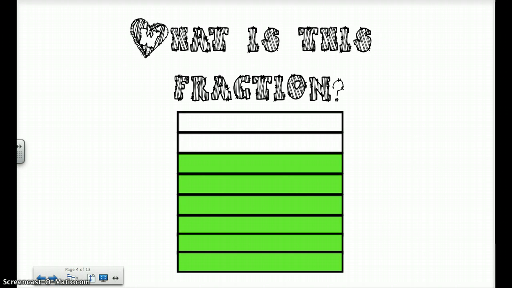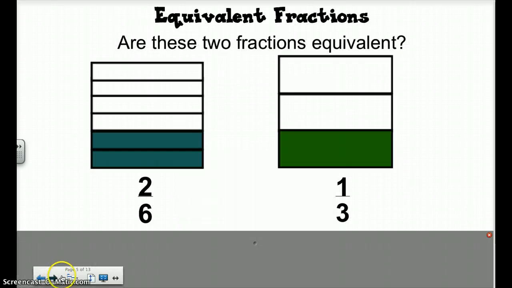What is this fraction? Well, I need to count how many pieces there are total, and that's going to be my denominator. So there's 1, 2, 3, 4, 5, 6, 7, 8 total pieces. I took this one whole rectangle and I split it into 8 pieces. Now, how many are shaded? 1, 2, 3, 4, 5, 6. So 6/8 of this fraction is shaded in green. So 6 out of the 8 pieces are shaded in green, so that gives me 6/8 as my fraction.